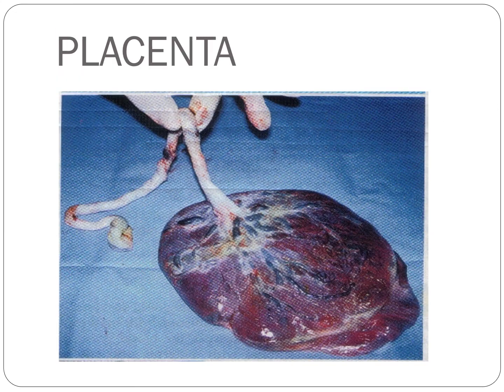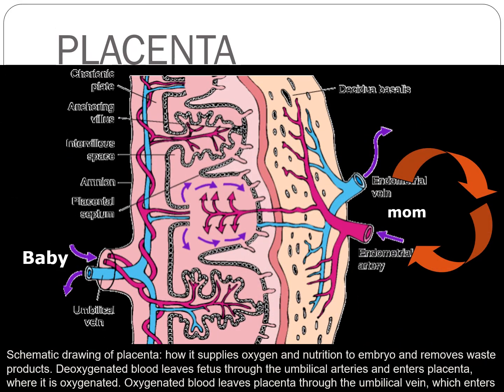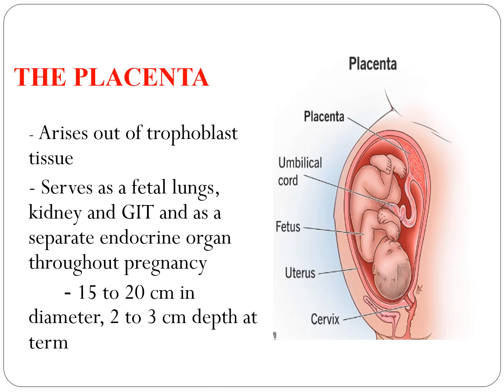Now we go to the placenta. You will see this in the delivery room. We have the types of placenta, the decidua basalis, okay, as mentioned. This is more on the one that supplements the schematic drawing of the placenta, supplies oxygen and nutrition to the embryo and removes also the waste products. The placenta arises from the trophoblast tissue, as mentioned, serves as fetal lungs, the kidney, the gastrointestinal tract, and also separate endocrine organs throughout the pregnancy. It is 15 to 20 centimeters in diameter and 2 to 3 centimeters in depth at term.